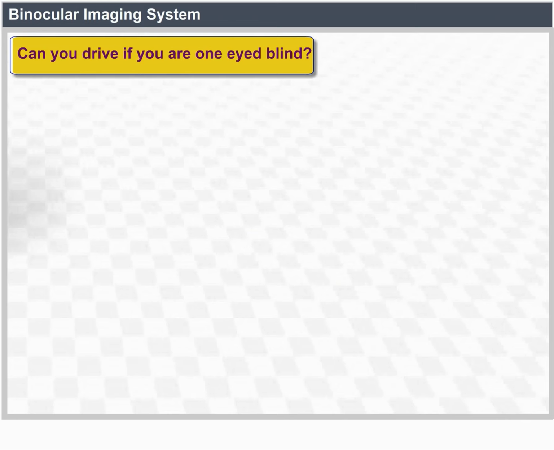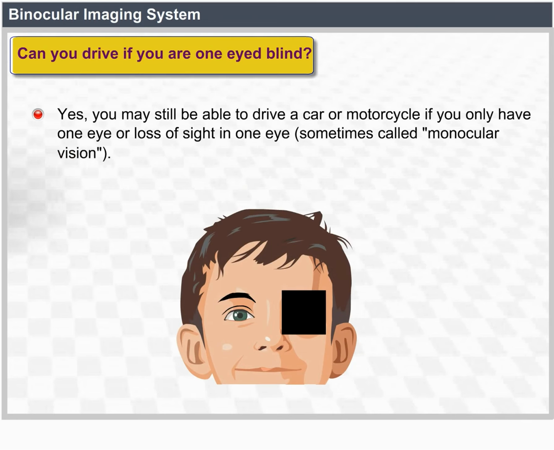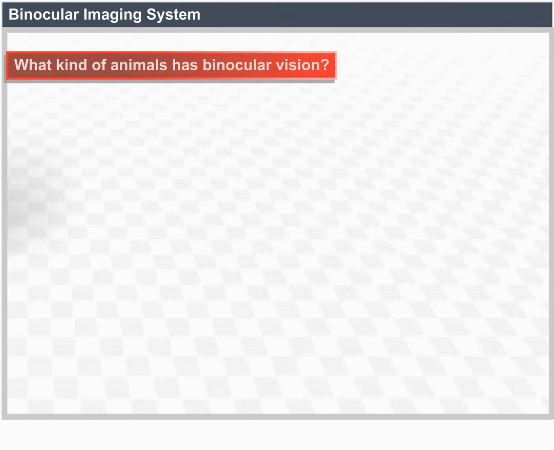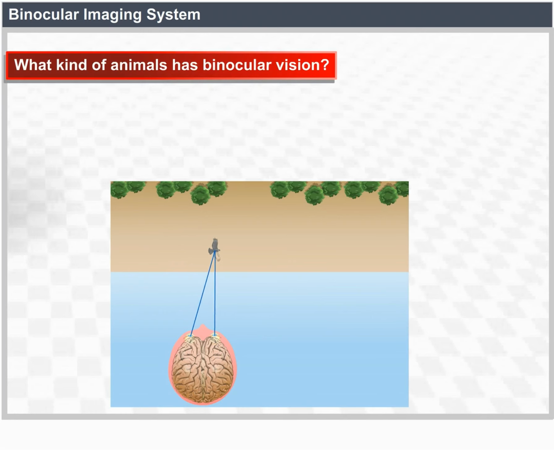Can you drive if you are blind in one eye? Yes, you may still be able to drive a car or motorcycle if you have only one eye, or sight loss in one eye, sometimes called monocular vision. This is provided that the DVLA is satisfied that you have sufficient sight in your other eye, including a normal field of vision. What kind of animals have binocular vision?